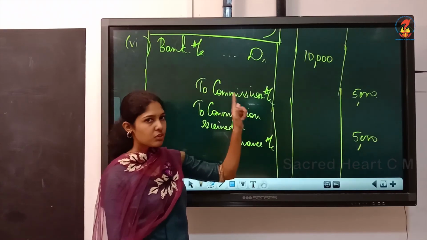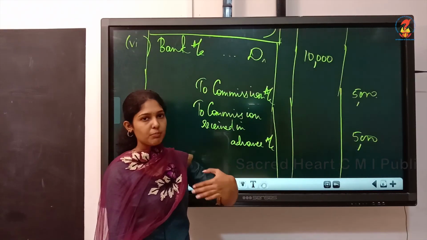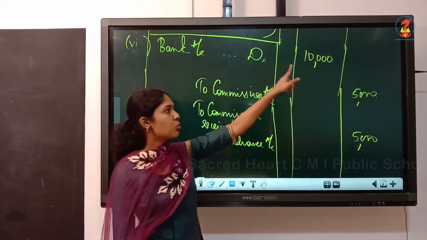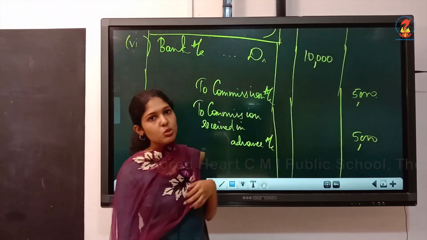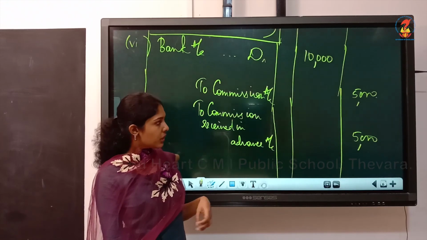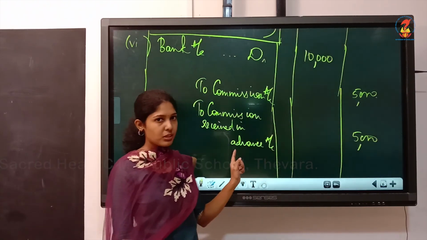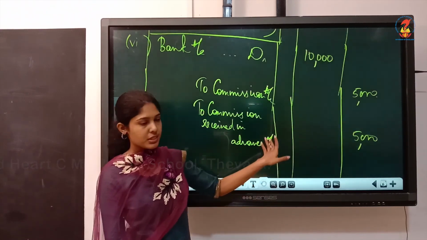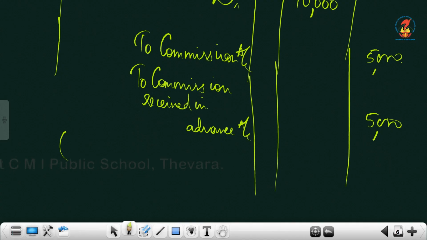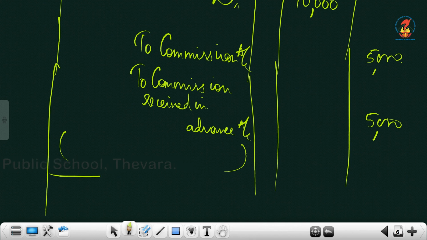Bank debtor to commission we wrote, because when you receive commission, that's the entry. Now how much did you receive? Altogether 10,000 you received by check, but it's written half was received in advance. So for that you have to open a new account like commission received in advance account. You write the narration as the transaction itself. Received commission, half of which was in advance.